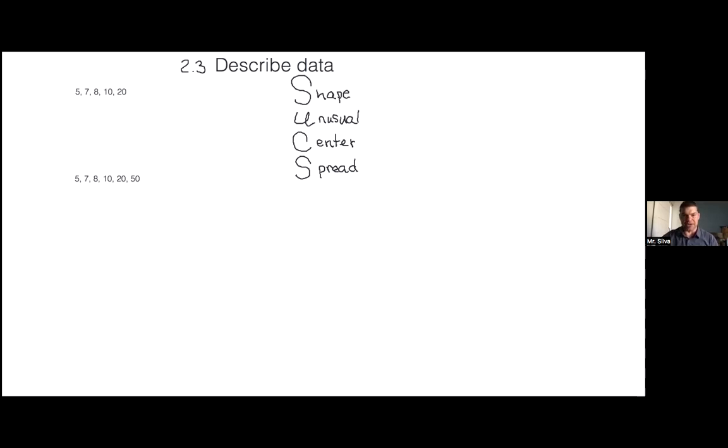That doesn't really measure the center of your data set. What measures the center of the data set is the mean and the median. So that's going to be a major focus. The median will also come up in 2.5. So right now we're going to talk about the mean.